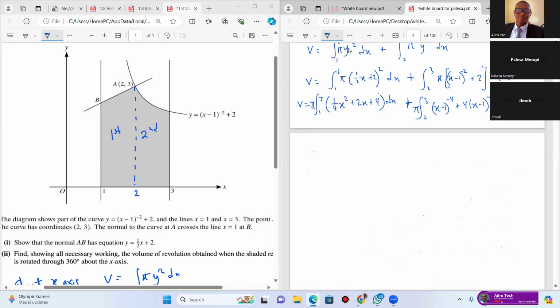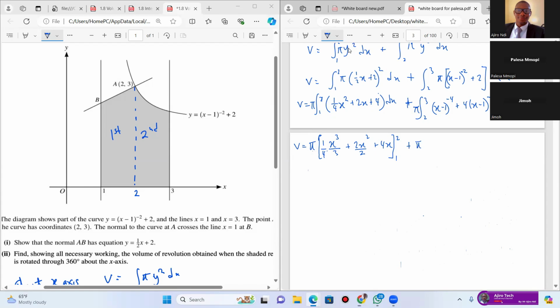Now, if I want to do this integration, the pi stays outside. If I integrate this, I will increase the power of x to 3. So x cubed over 3 is still 1 over 4, right? Plus 2x squared over 2 plus 4x. I don't need to put plus c because I have an upper limit and a lower limit, from 1 to 2. No need to put any plus c.